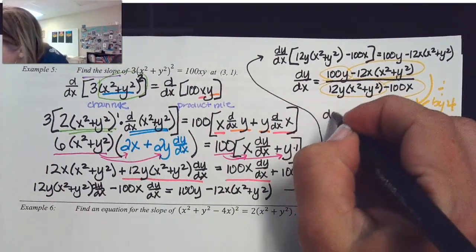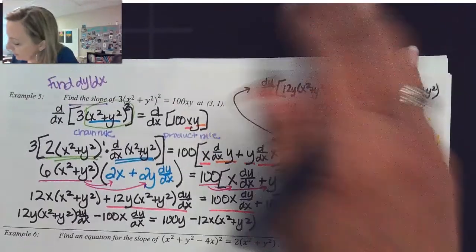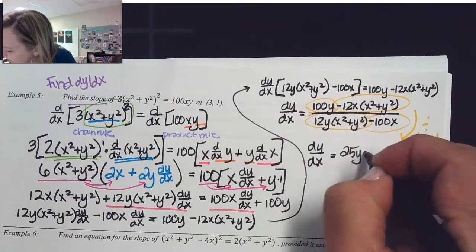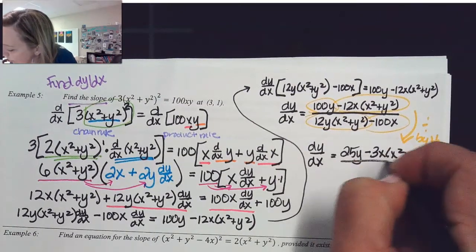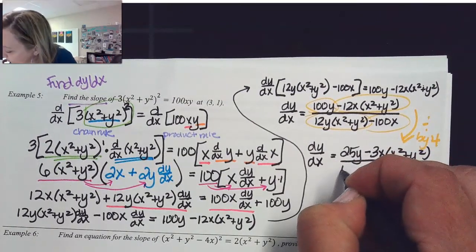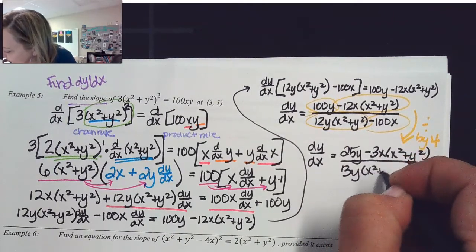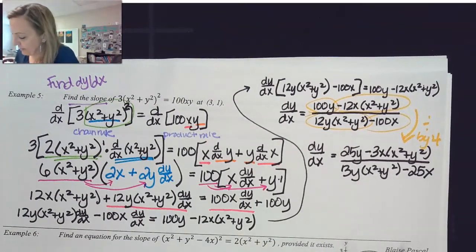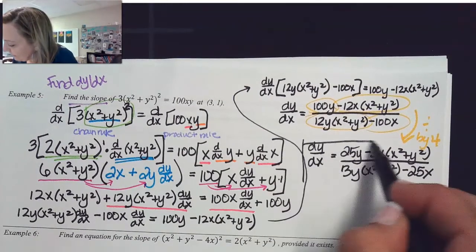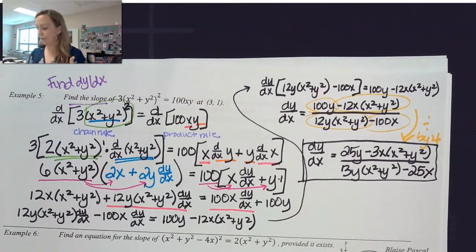And so then a simplified answer for dy/dx ends up being 25y minus 3x times the quantity x squared plus y squared all over 3y times (x squared plus y squared) minus 25x. Okay. And so here is my derivative, an expression for the derivative. So if you were asked to differentiate, use implicit differentiation, that would be what you do.